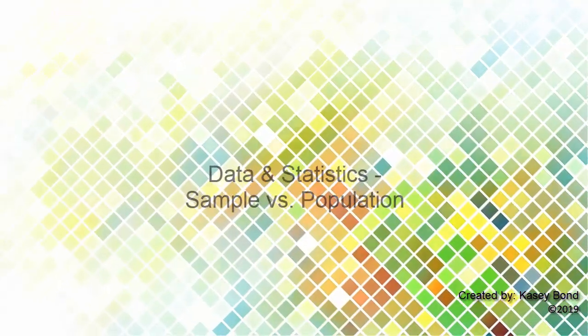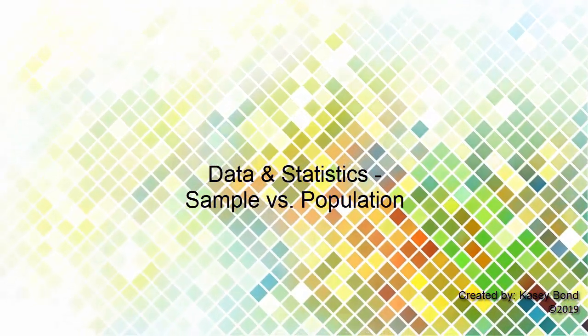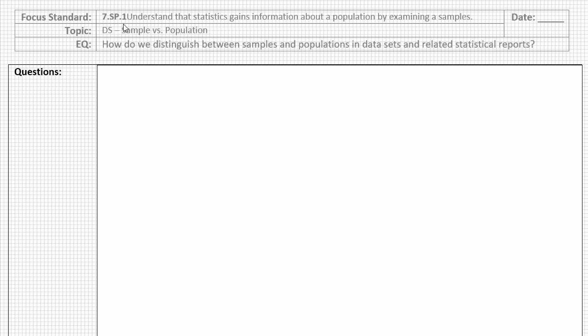Our focus standard for today's lesson comes from Grade 7, Statistics and Probability, Standard 1. Understand that statistics gains information about a population by examining a sample. Our topic today comes from our new unit, Data and Statistics: Sample versus Population. Our essential question is, how do we distinguish between samples and populations in data sets and related statistical reports?